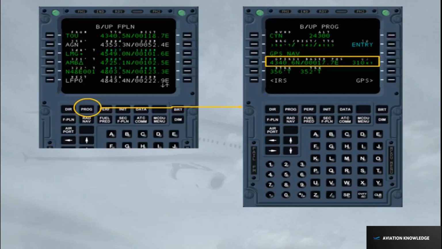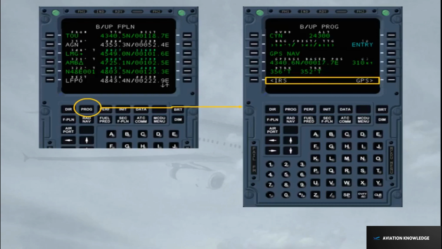On line 4, the current aircraft position based on the navigation means in use and the ground speed from the selected IRS. On line 5, the desired track from the backup flight plan active leg and the actual track from the selected IRS. On line 6, the access to the on-side backup IRS page and to the backup GPS page. The GPS prompt does not show if a GPS is not installed.